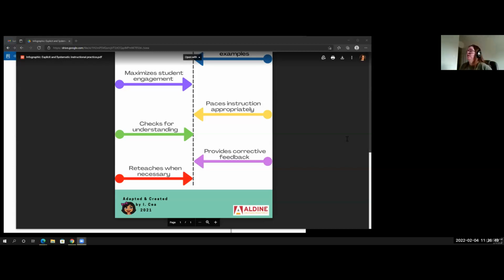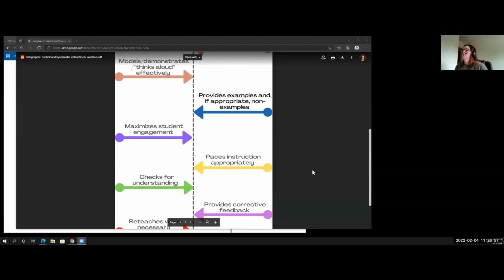So the purpose of going over these instructional practices is we're about to look at a lesson where you'll have to find these in the lesson. Recalling what they look like and sound like in the classroom will help us better identify them within a lesson to meet the criteria of this project.